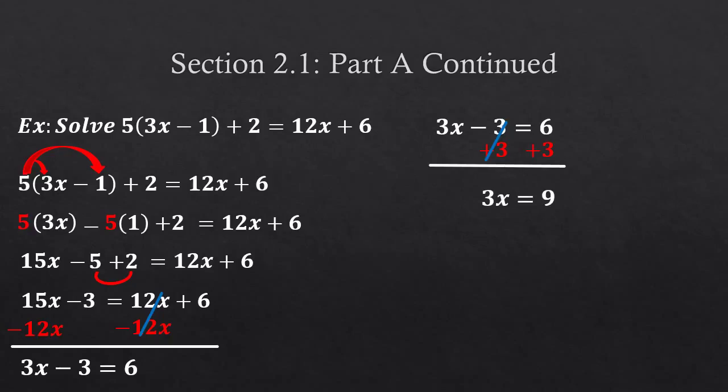So 3x equals 9. Final step to solve for x, remove the 3 by dividing 3 on both sides. The 3's on the left hand side cancel or become 1. And 9 divided by 3 is a positive 3.